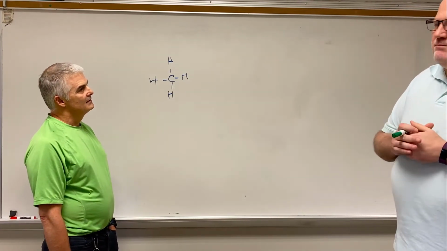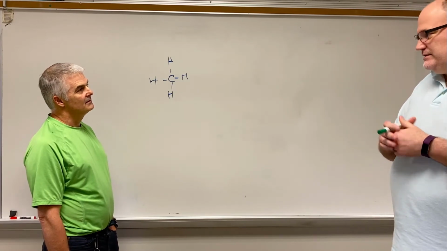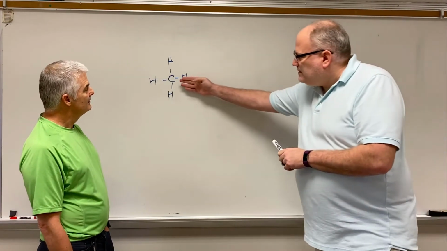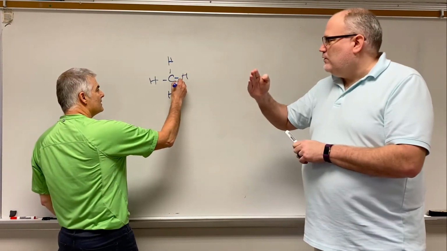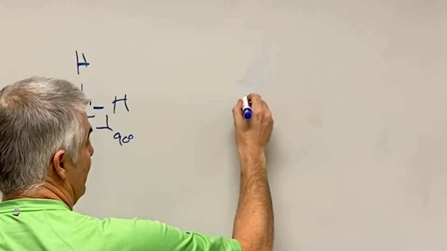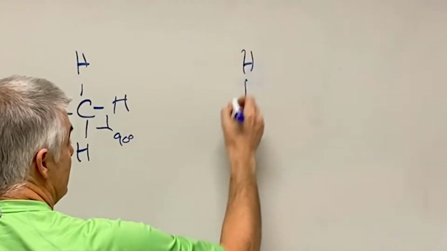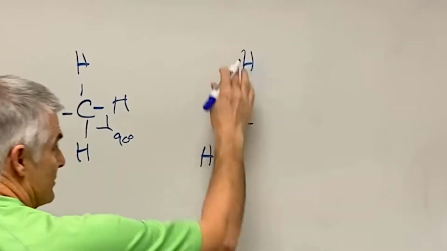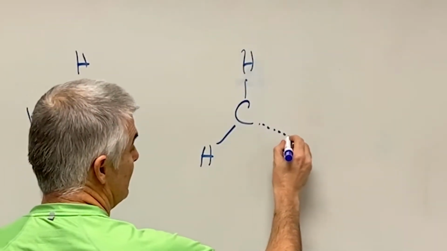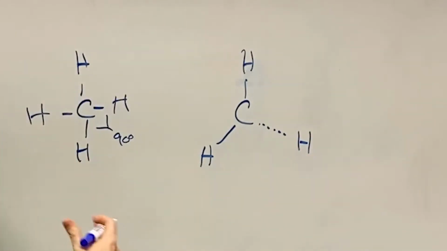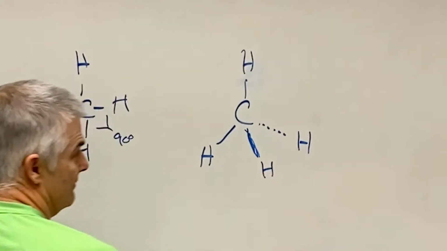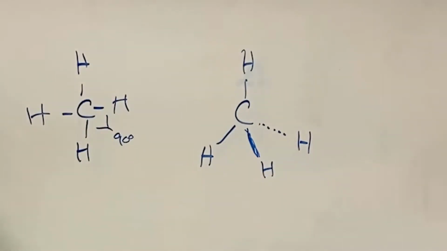I could, but it's probably better if we show it to you in the next video using models. But we could do this by causing some of these atoms to come out of the board at us. So let me make an attempt, Mr. Dmitrowicz. Let's say I have the carbon, and I do a hydrogen here and a hydrogen here. So these are in the plane of the board. And then a dashed line means it goes behind the board, and a thick line means in front of the board.